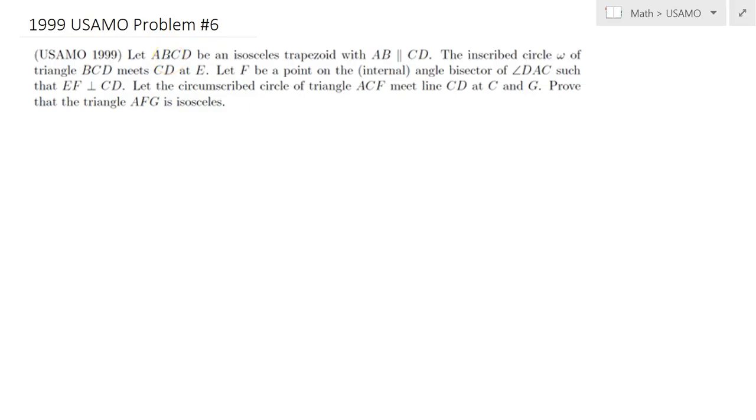Hello everybody, in this lecture we will be solving 1999 USAMO problem number 6. It's a geometry problem. We're given an isosceles trapezoid ABCD where AB is parallel to CD. So let me go ahead and draw this trapezoid. So we have a configuration like that.